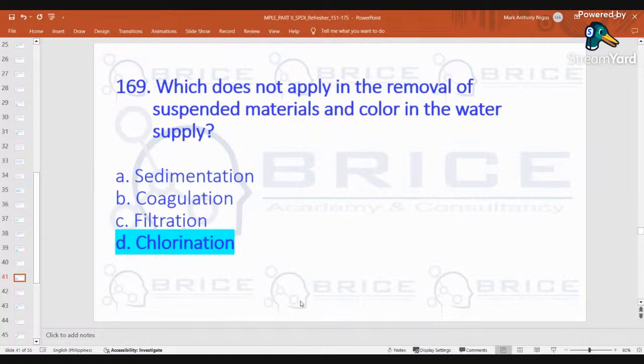Chlorination does not apply in the removal of suspended materials and color in the water supply. The answer is chlorination.